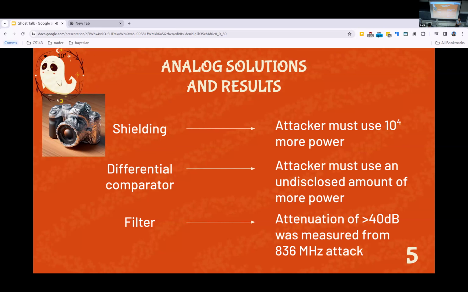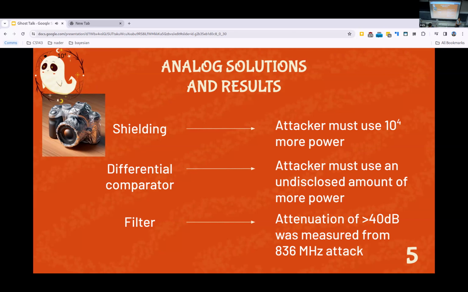And then the second approach is using a differential comparator. Here, they're using a reference signal to compare voltages across when you're not being attacked versus when you are. And with that reference signal, they can clean out a transformed signal later, such that it yields the original signal.